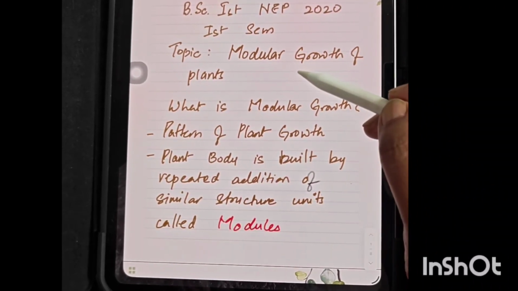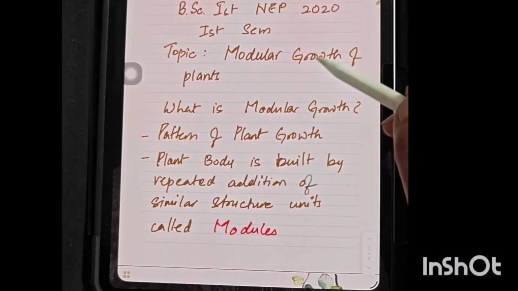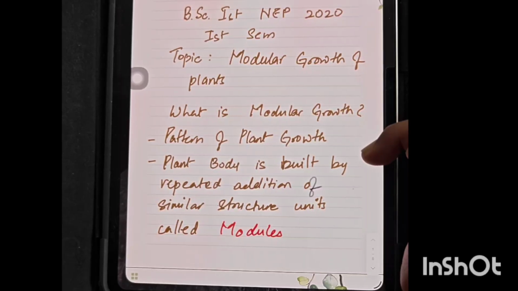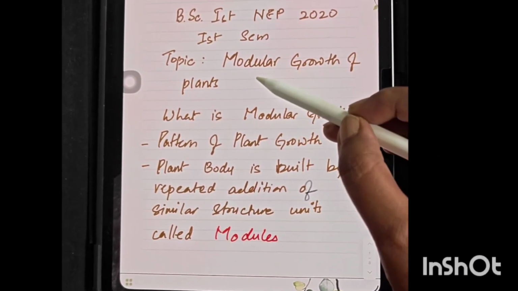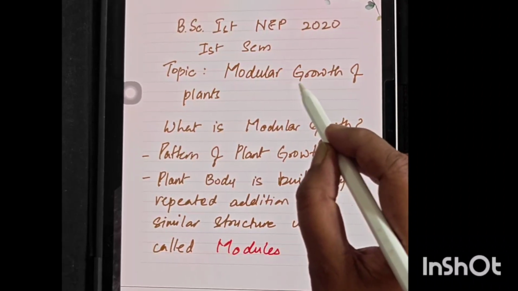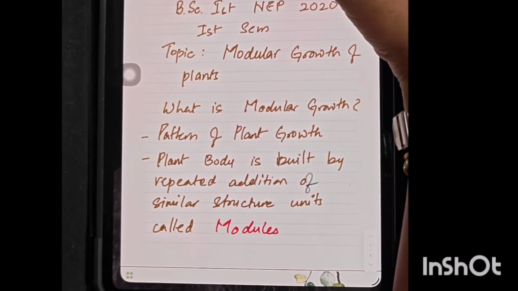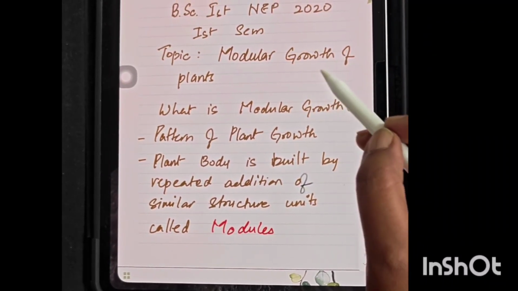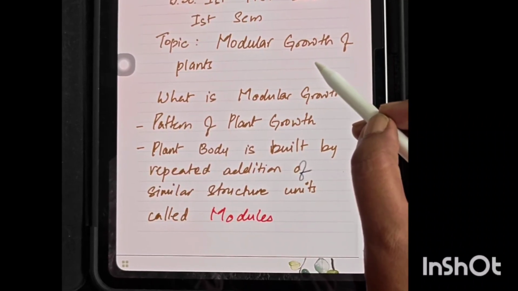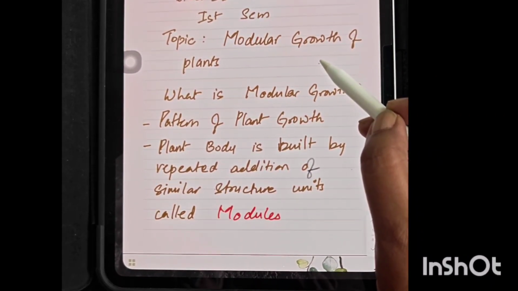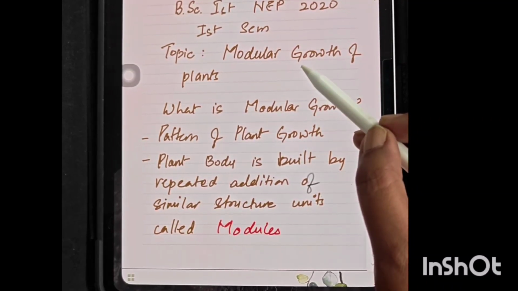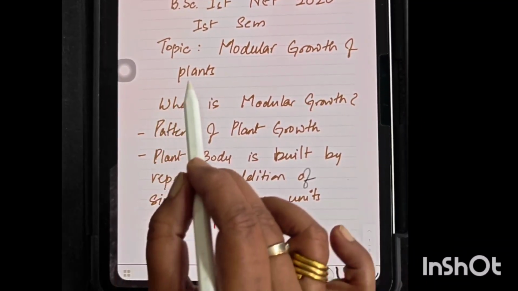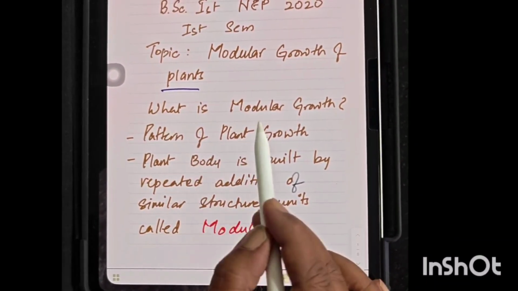Today's topic is modular growth of plants. It is one of the very important topics. Rather than directly jumping into this topic, you must first know what growth is. Growth is nothing but a continuous development of any living organism. As students of botany, we will focus on the growth pattern in plants. So, what is modular growth?